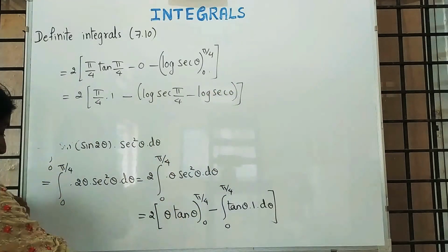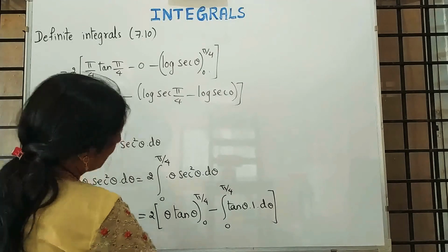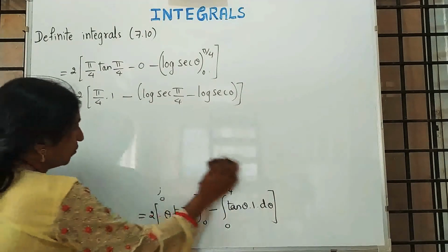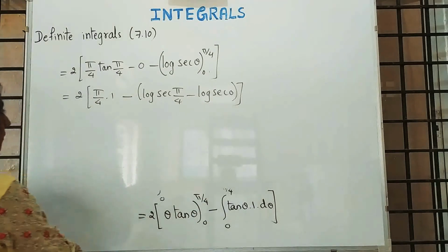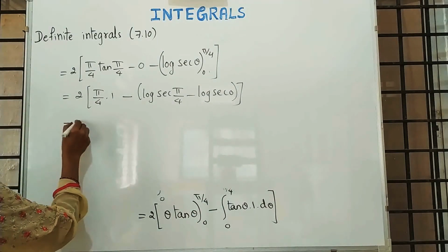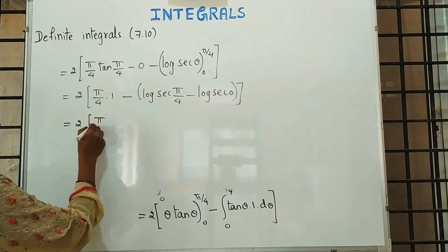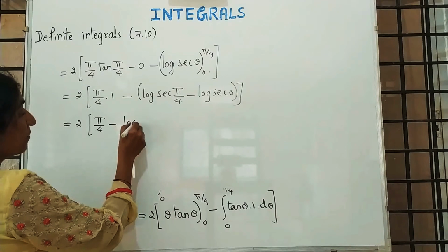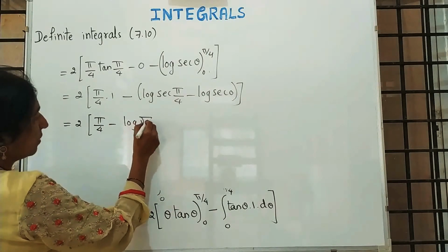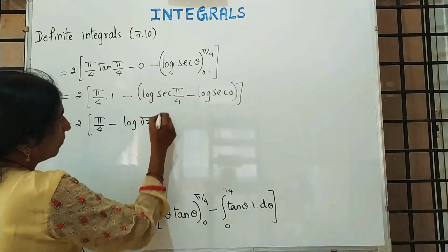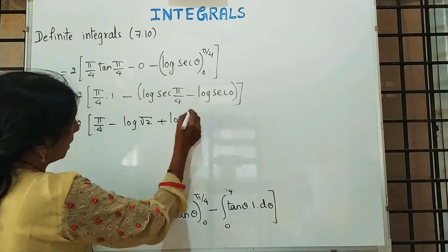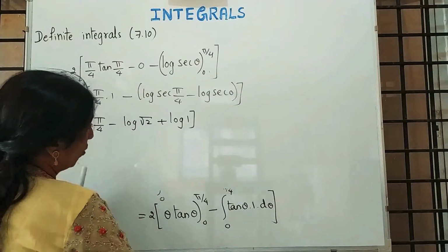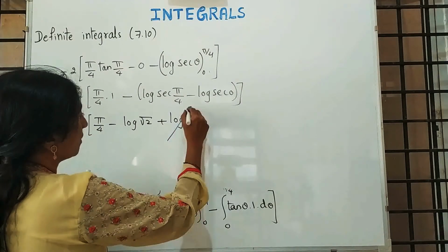Yes. What is cos 0? Cos 0 is 1. Sec 0, its reciprocal, that is also 1. 2 into pi by 4 minus, sec 45 is root 2. It is minus, I am taking minus also inside, root 2. Minus into minus plus. It is log. Sec 0 is 1. But log of 1 is what? 0. Log 1 to any base is 0.